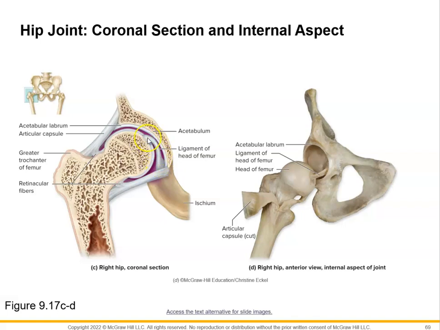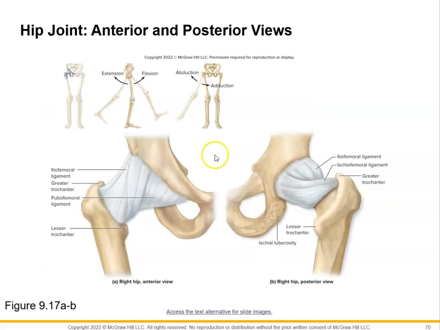And again, this does not provide stability. This provides an artery and proprioceptors, all right? And you can see it here. You can also see the acetabular labrum in this view here. All right, and here you can see the ligaments that give stability to the joint, the iliofemoral ligament, the pubofemoral ligament, and the ischiofemoral ligament.